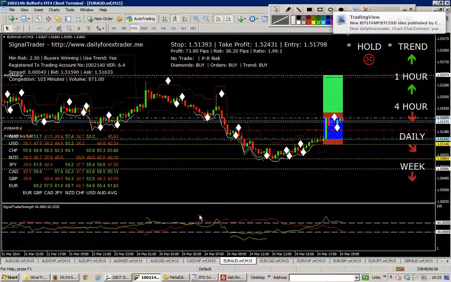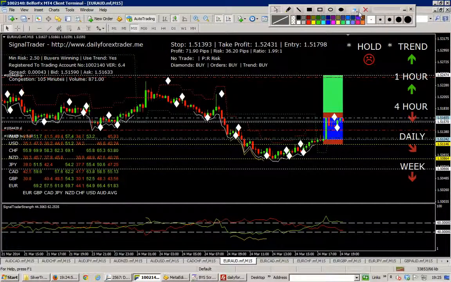So that's it really. That's how this new SignalTrader strength meter works. Basically it allows you to see where a currency pair is at, and when it actually does go bullish, we get to enter the trade. It has to break up through, but SignalTrader will stop moving the entry order. So basically SignalTrader is a sophisticated piece of software.